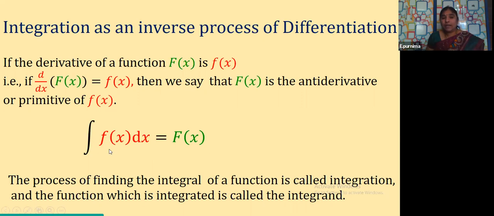So the process of finding the integral of a function is called what? Integration. And the function which is integrated, so here, which function is integrated, children? This f of x is getting integrated, yes or not? So the function which is integrated is called what? The integrand. Means here in this one, this f of x is the function which is getting integrated. So this is called the integrand.